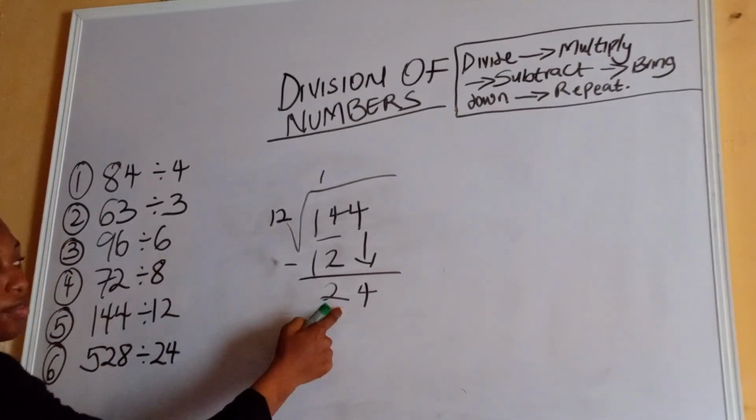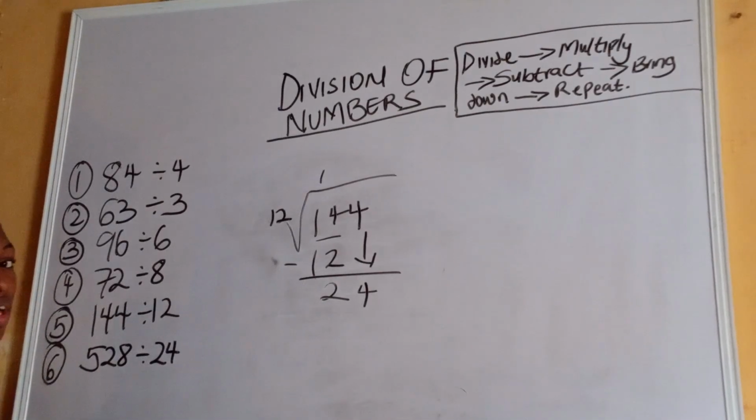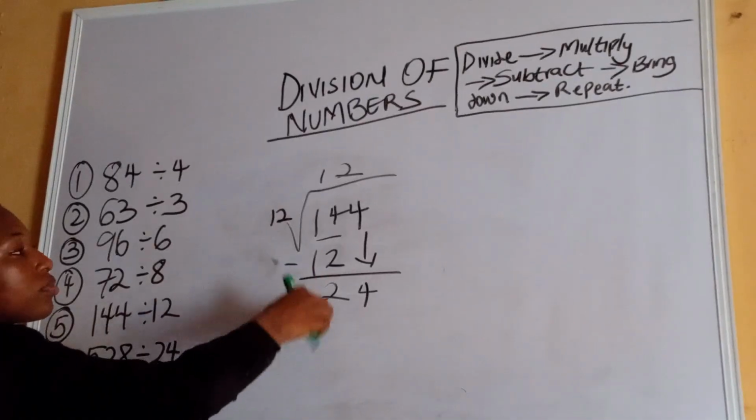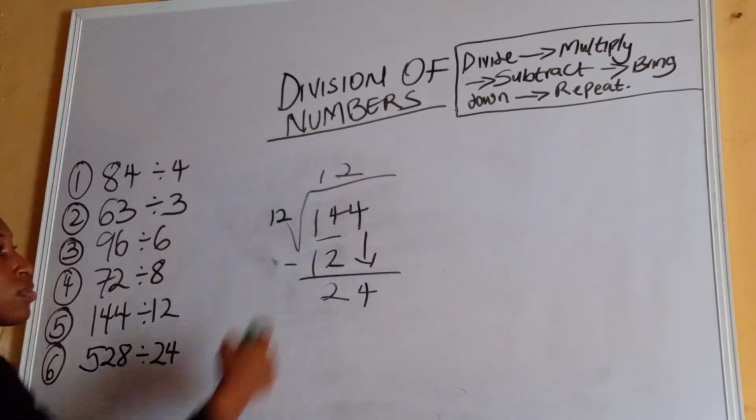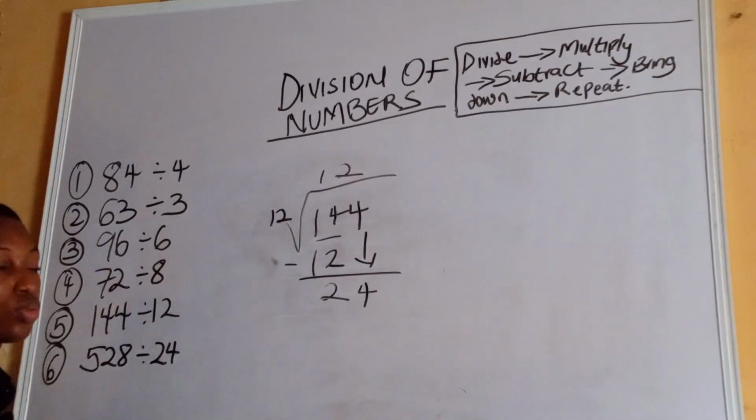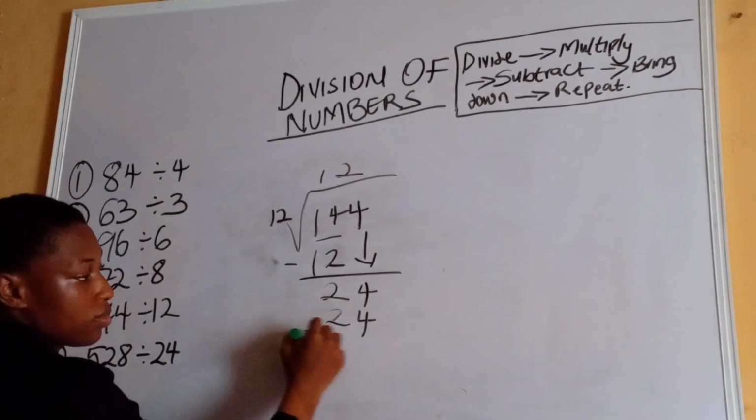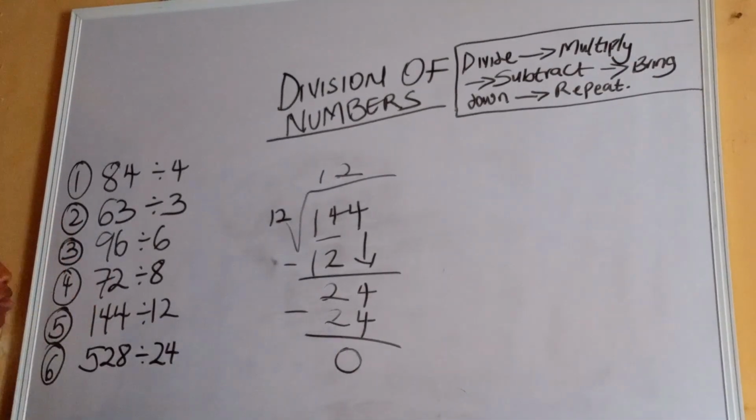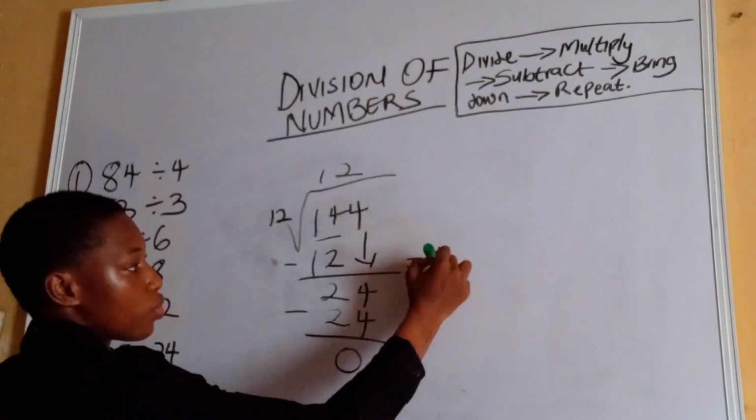Now, how many 12 can you get from 24? 2, right? So you put 2 up. And then you multiply 12 times 2. That's what? 24. Now you subtract 24 minus 24. That's 0. So 144 divided by 12 is equal to 12.